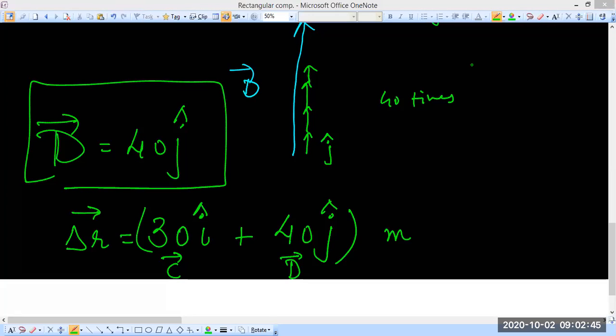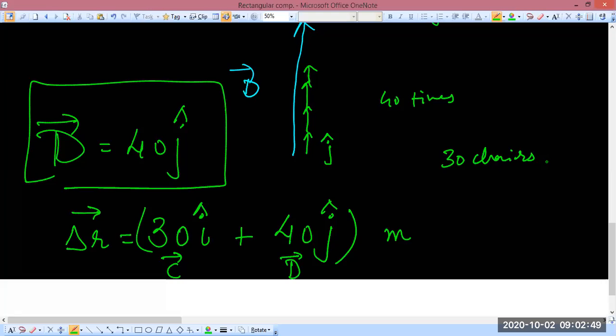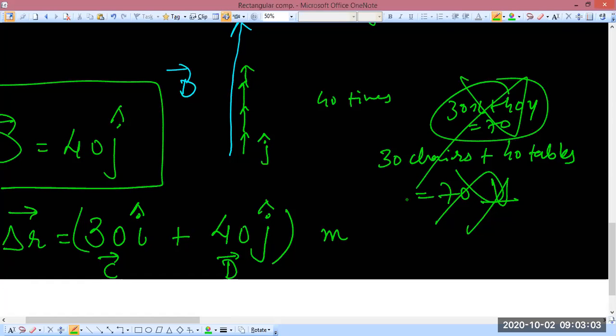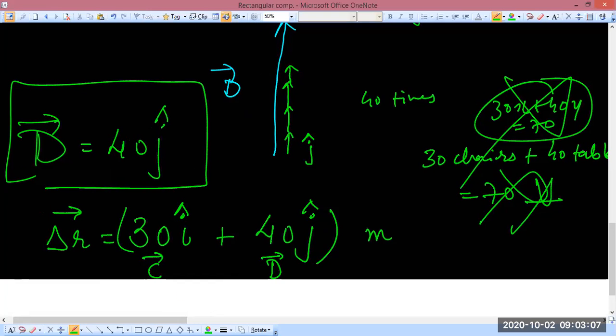You can't add, remember. 30 chairs plus 40 tables is not 70 of anything, right? This is wrong. I hope you understand, you can't add. Just like 30x plus 40y is not 70. So you can't add them, remember that. Even if you could add them into a single number, it won't help. So this is it. That's it for today. This is how you finally write vectors.